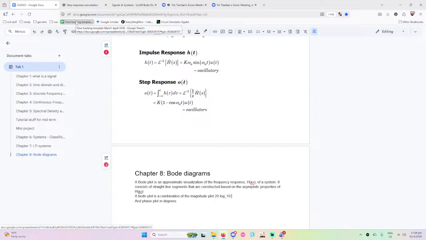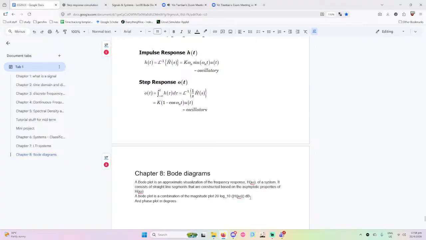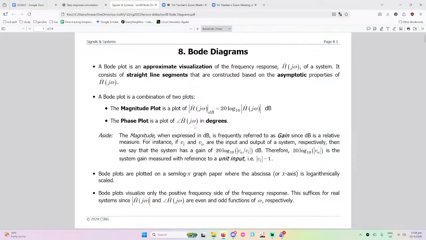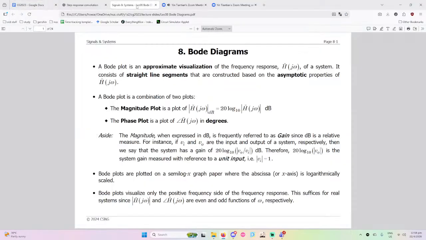Okay. So in the Bode plots, the abscissa is logarithmically scaled, and the Bode plots visualize only the positive frequency side of the frequency response. It is sufficient for real systems, since the magnitude of the frequency response is an even function and the phase is odd.